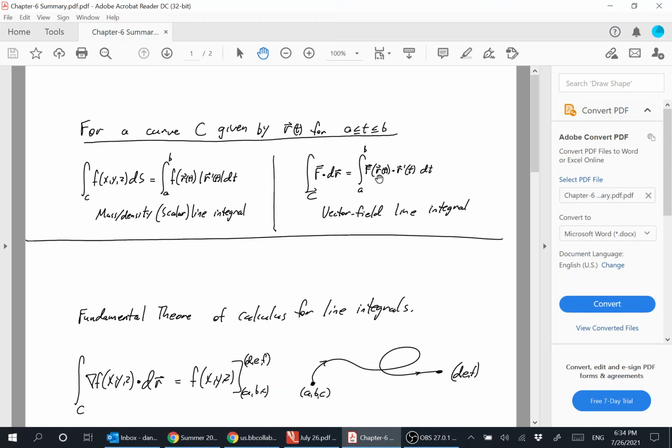Okay, so here are the first 2 questions that you will encounter. One straight calculation of a scalar line integral, and one straight calculation of a work-related vector field line integral.